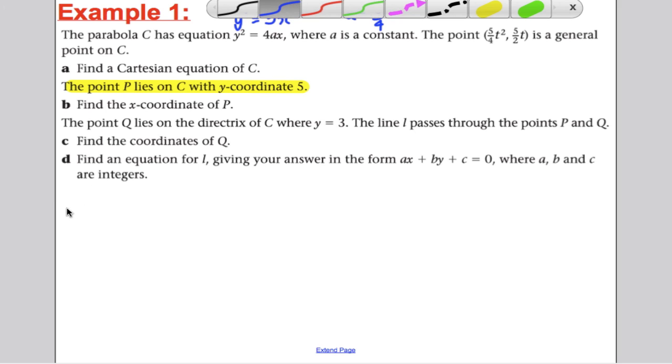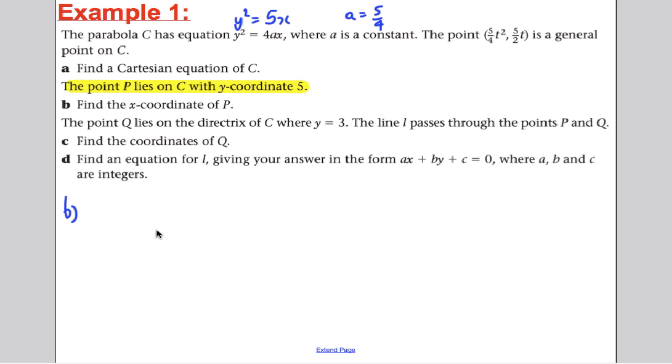Okay, so for part B, we know it lies on the curve, so we know therefore that it satisfies 5 over 4 t squared and 5 over 2 t. That's any point on the curve. Now we're told that the y coordinate has value 5. So I know that 5 over 2 t must be equal to 5, the y coordinate that we're told. Then dividing by 5 over 2, we would therefore get that t is equal to 2. So for this particular point P, we know t is 2.